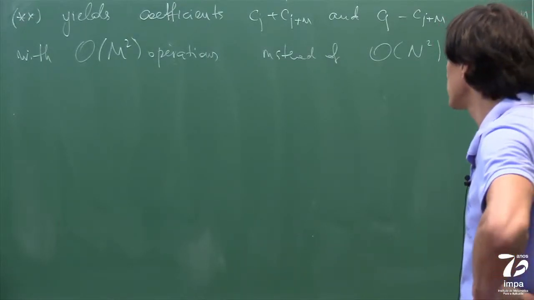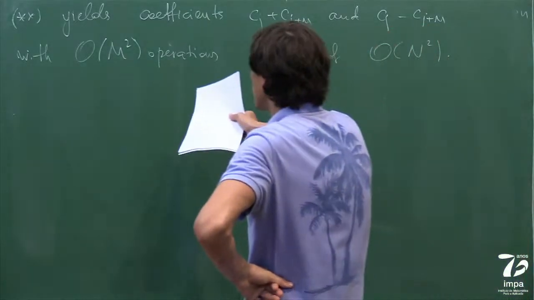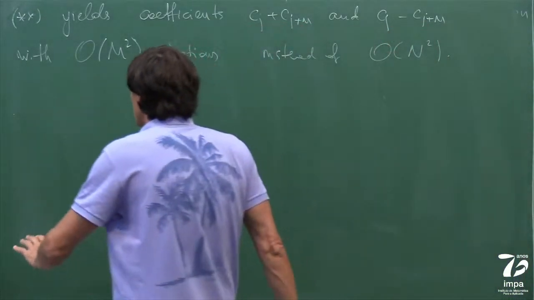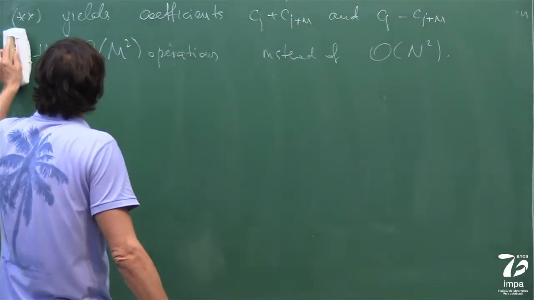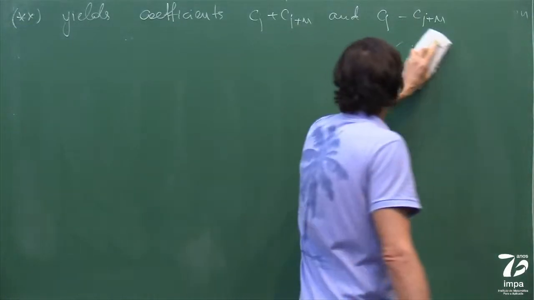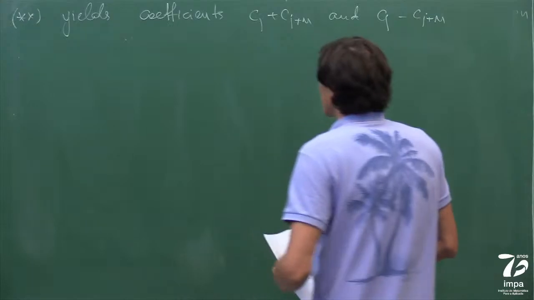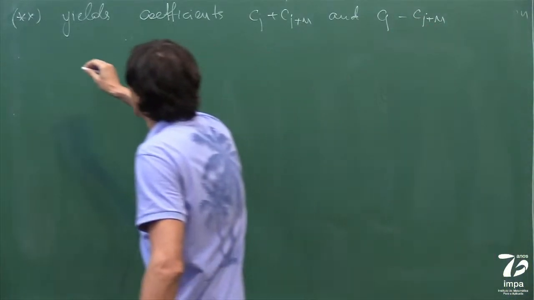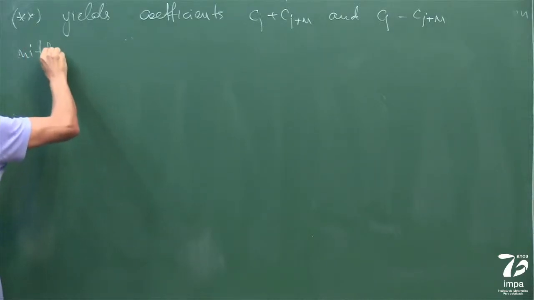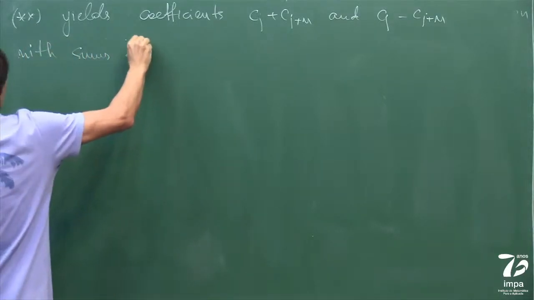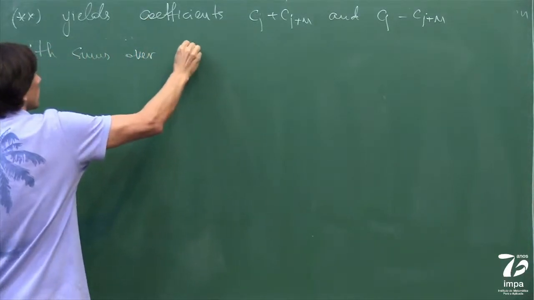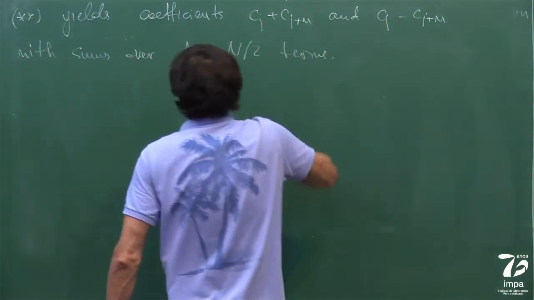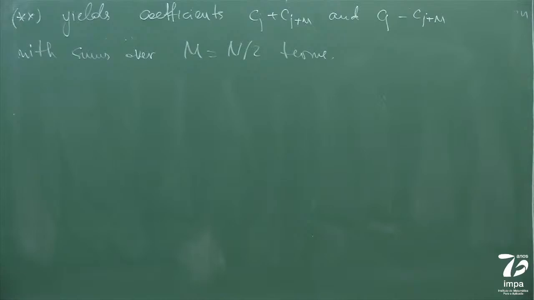So essentially, this is not a good way to write, it's actually mathematically a very bad sentence. So it yields coefficients with sums over m equal n over 2 terms. Okay, then this is precise, right?